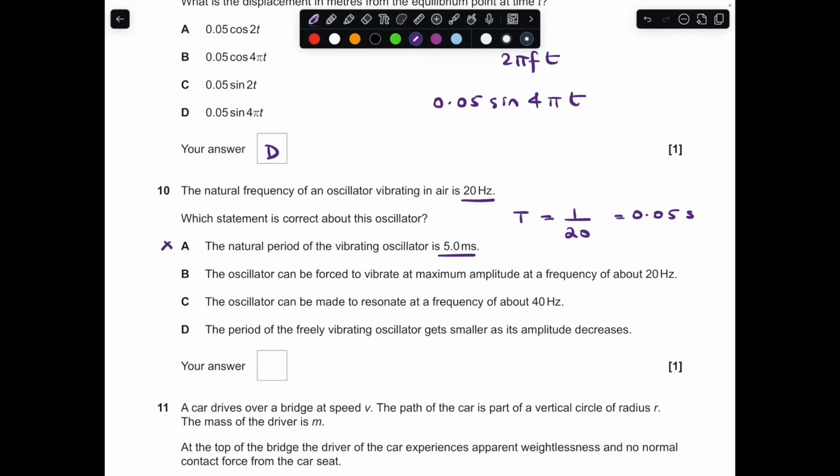The oscillator can be forced to vibrate at a maximum amplitude at a frequency of about 20 hertz. Yes, so it will be resonance. Resonance occurs when the natural frequency is equal to the applied frequency or the forced frequency. And that is therefore the answer.